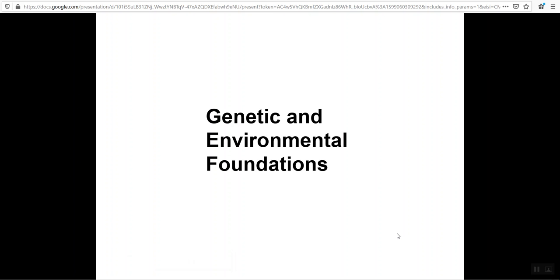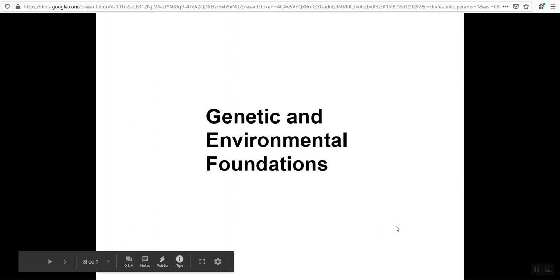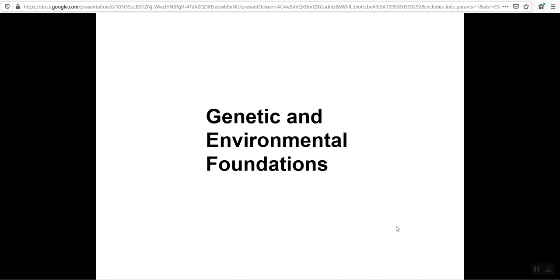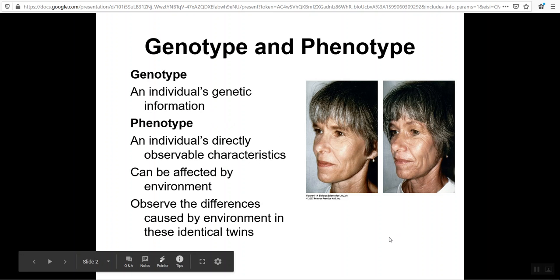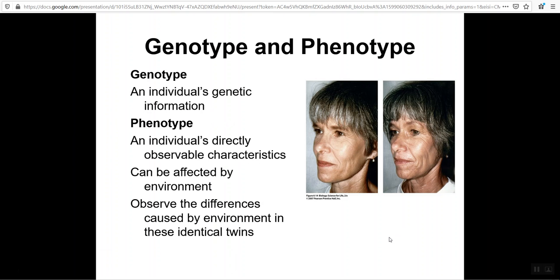Okay, everyone, just a few notes on genetic and environmental foundations. A little refresher on genetics, if you got some of this from Intro to Psych or other classes. There's a difference between the genotype, which is the actual genetic information that we inherit, and the phenotype. Those are just the small individual differences in how that genotype is expressed.